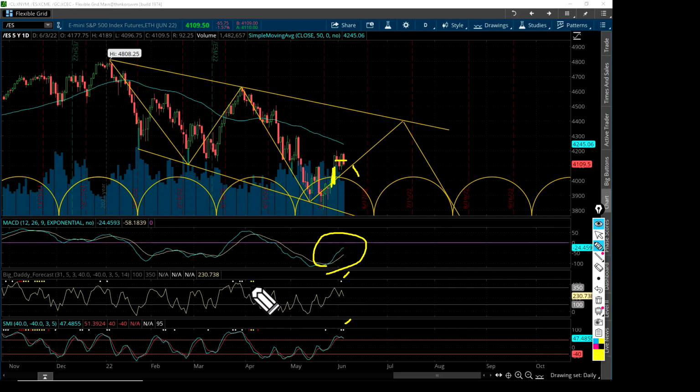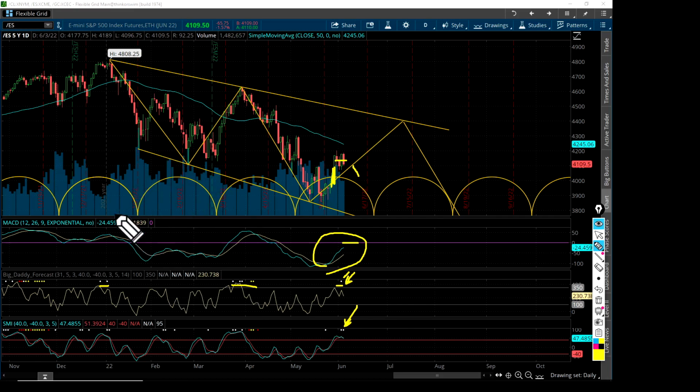But just looking at this for now, I see some divergence warning here on the Big Daddy, and you can tell divergence warnings don't happen very often on the Big Daddy. The only reason I'm not saying that I know we're going to get a pullback is because the MACD is looking pretty healthy and it's below the zero line. So I'm a little cautious, but normally these divergence warnings, if they happen both on the Big Daddy and on the SMI, that usually means something's coming. So that's something definitely worth noting.